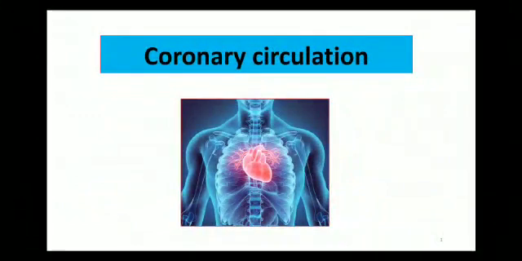In this video, we will be discussing the coronary circulation. To begin with, let us recapitulate that cardiac output is the amount of blood pumped by the heart per minute, the right ventricle pumping about 5 liters of blood through the pulmonary circulation, and the left ventricle pumping 5 liters of blood through the systemic circulation. Therefore, almost all the blood of the body passes through the heart.